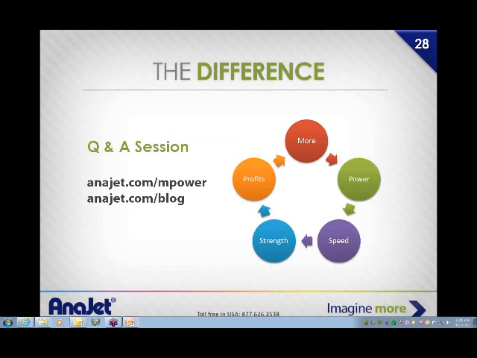Scott asked, can you use third-party ink? Scott, this thing's being recorded, so I'm going to tell you no. Robert says he works for Ricoh.